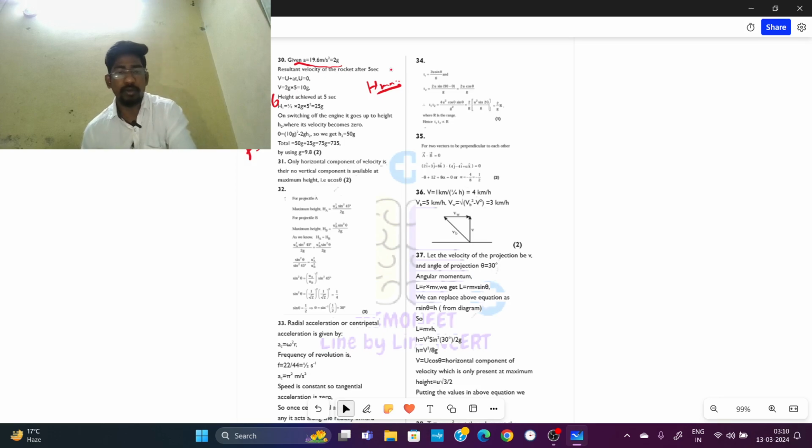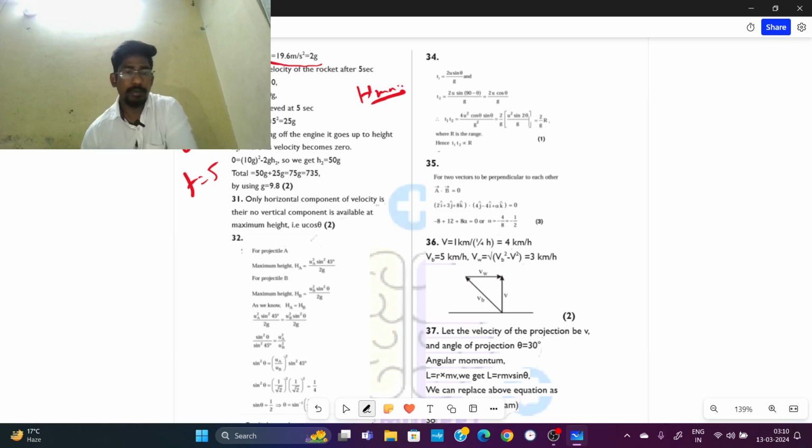The velocity of the rocket after 5 seconds will be v, and v equals u plus at. The rocket was at rest initially, so the initial velocity u is 0. If we put in the values, the value of a is 2g, so v equals 0 plus 2g into 5, that means 10g.